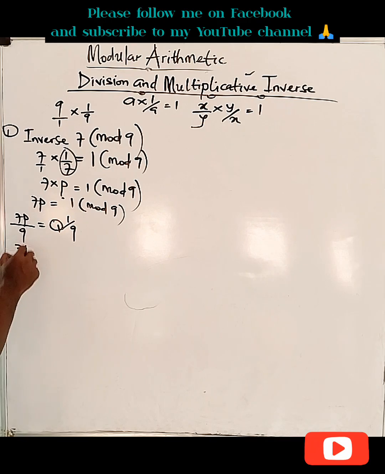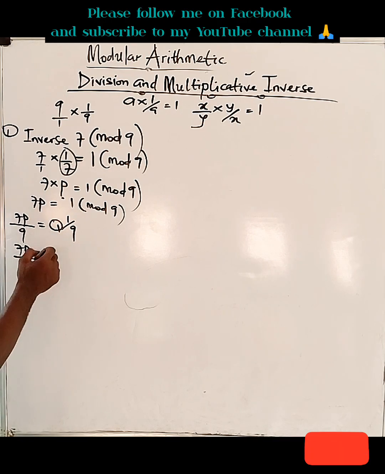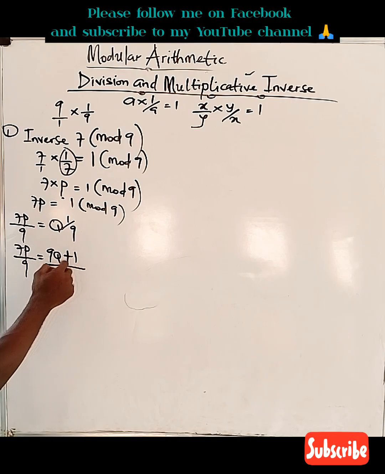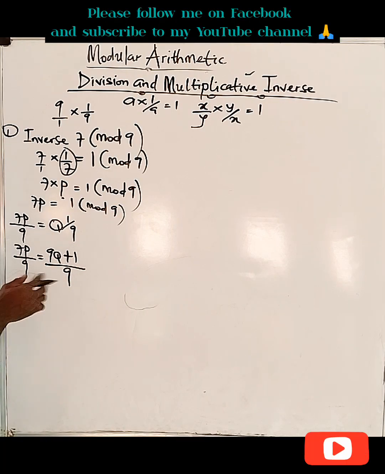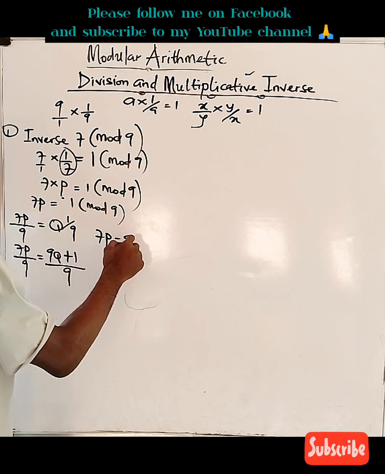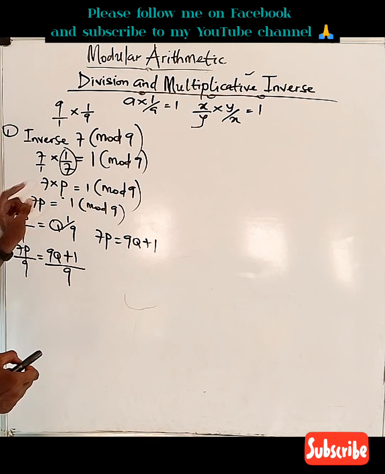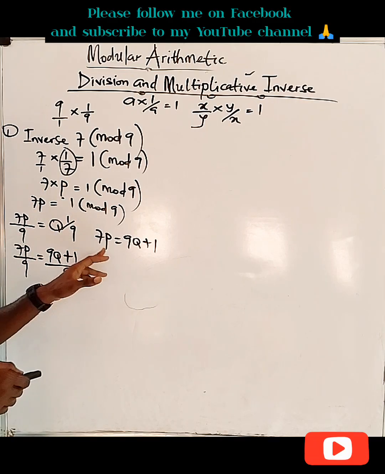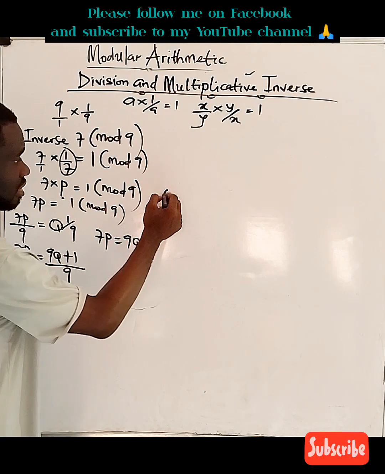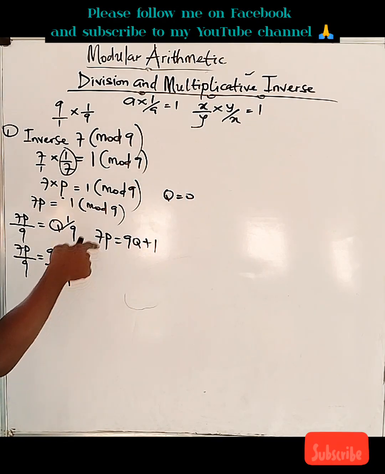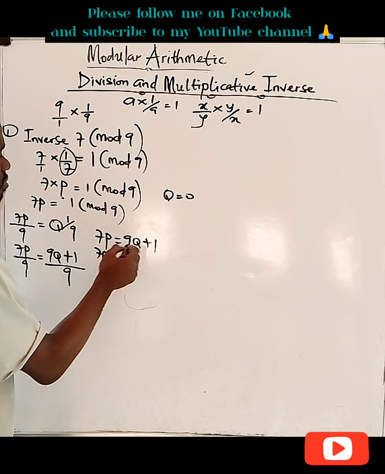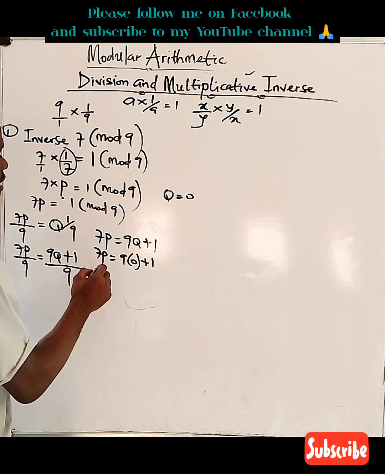So what's that going to be? That will be 7p over 9 equals 9 times q, which is 9q, plus 1, over 9. They are the same denominators, so these two go out, and you're left with the top because of the equality sign. So that's going to be 7p equals 9q plus 1. Because we're looking for what p would be, what is that very number that will multiply 7 that will give us 1 modulo 9, we're looking for p. Let's say q is 0, for example. So if q is 0, what's going to be p then? That will be 7p equals 9 times 0 plus 1.